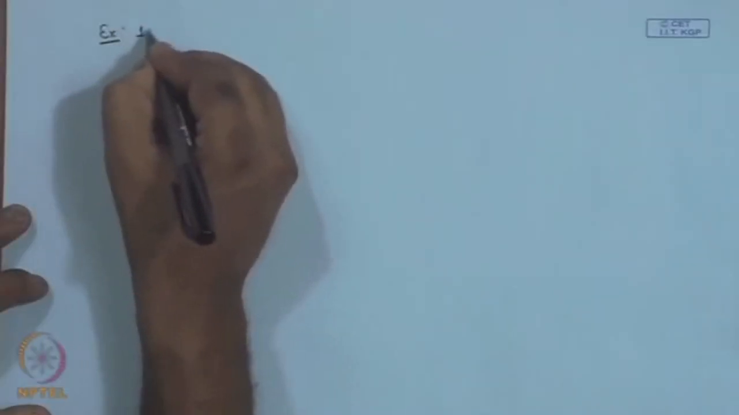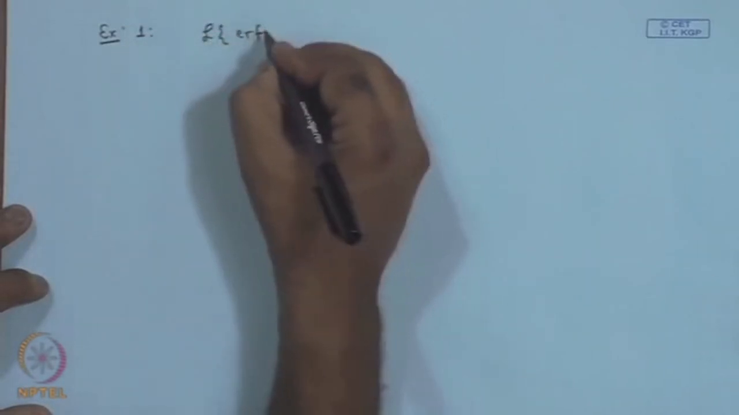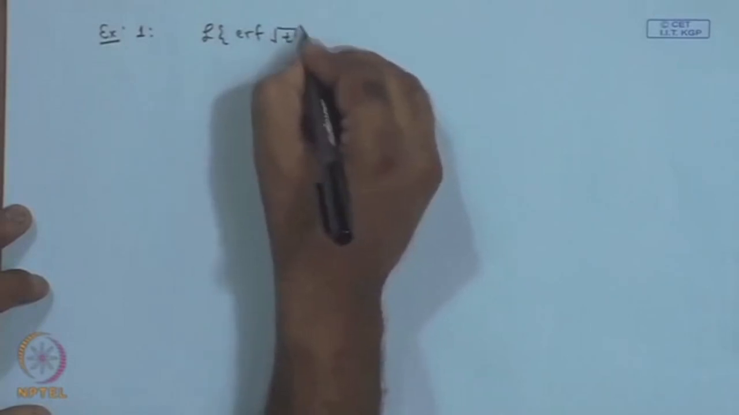Now, I should just mention one point, that the effective method for finding an inverse Laplace transform is to construct a table for the Laplace transform and then use this table to get the inverse Laplace transform. Okay, so we go for the special functions to get the Laplace transform of the special function. The example 1, we have the Laplace of error function of square root t.